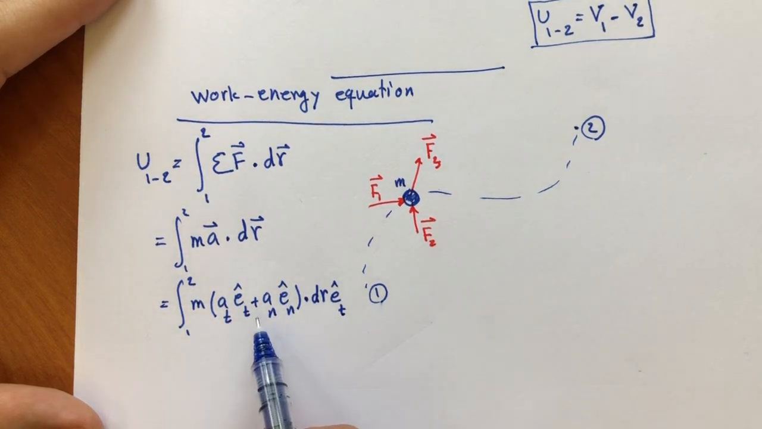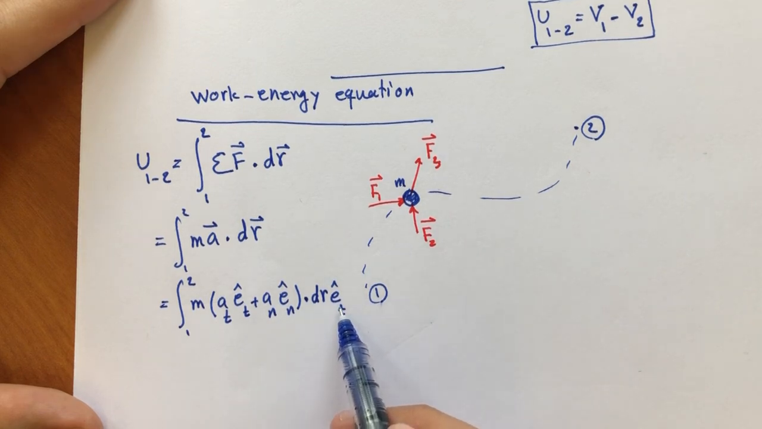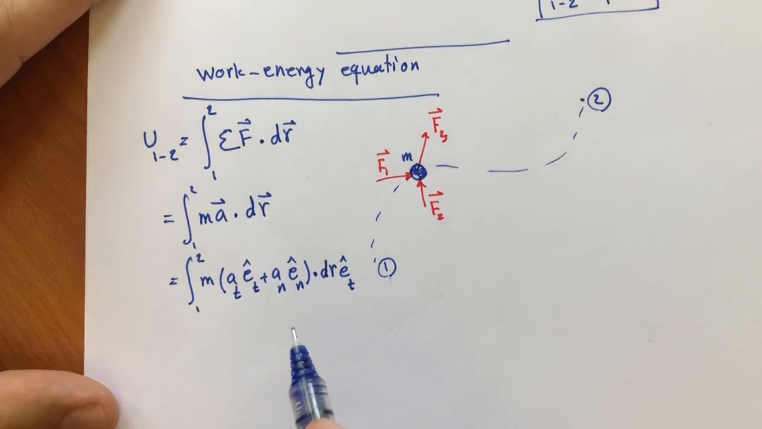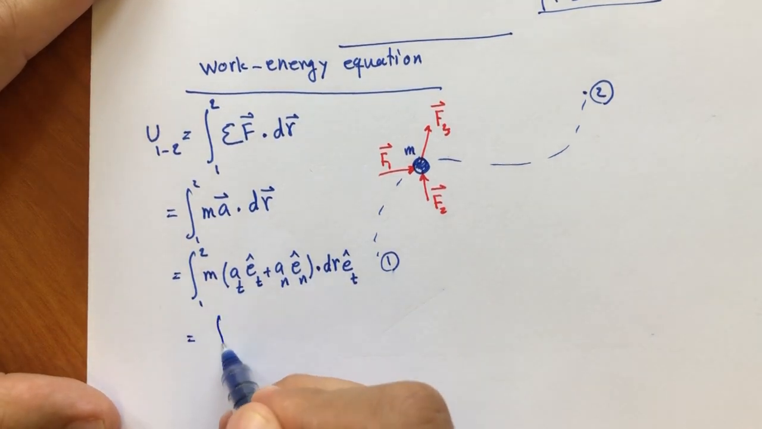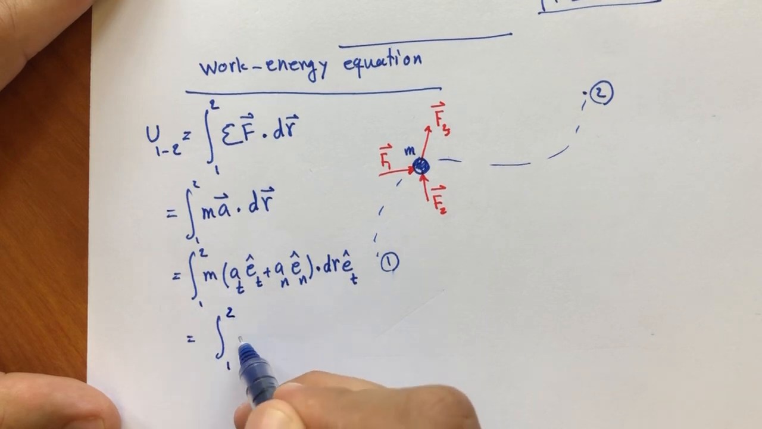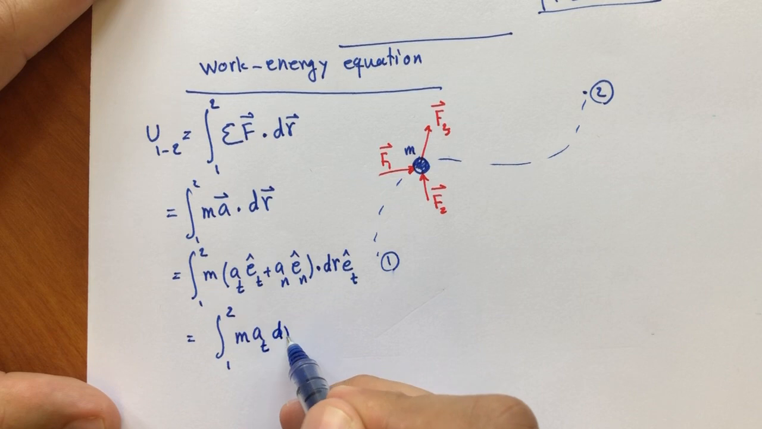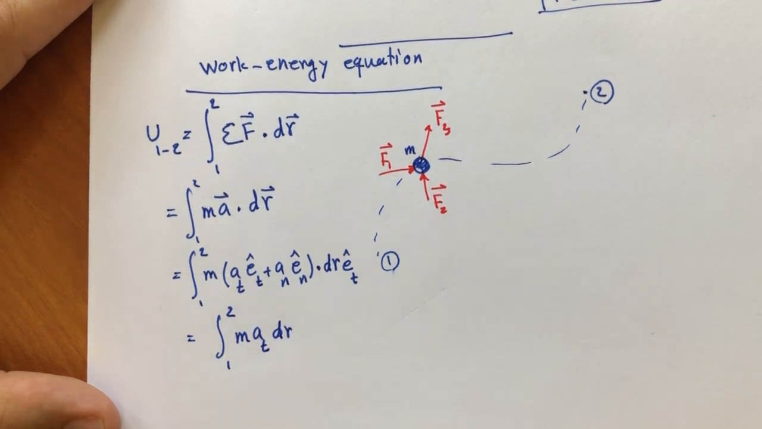And if I dot product these two together, I know the dot product of et to et is 1, et to en is 0 because they are perpendicular to each other. So this is going to be equal to the integral from 1 to 2 of mass times acceleration in the tangential direction times dr. But there is something magical here about this equation.